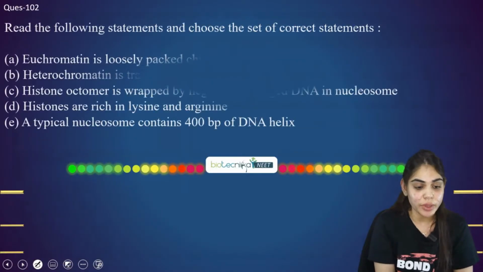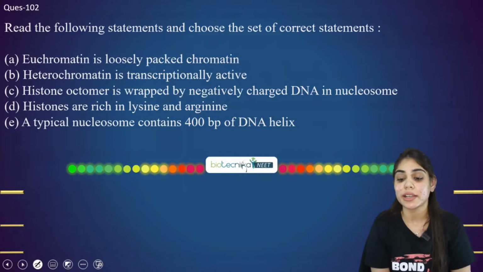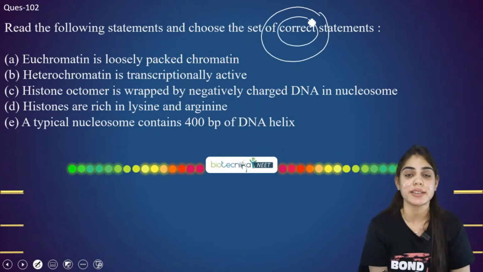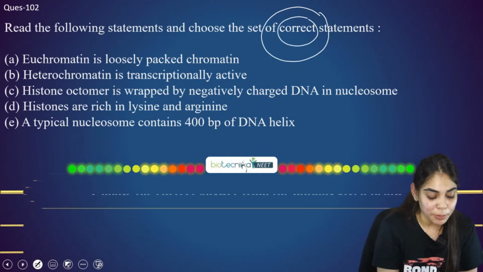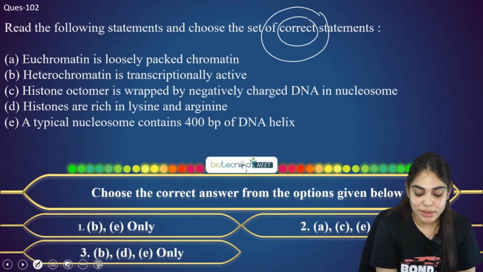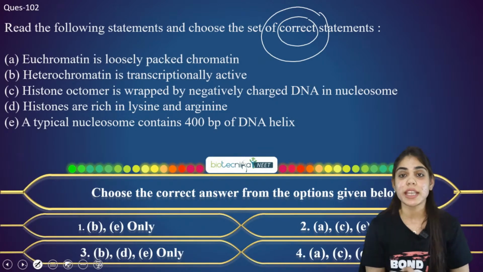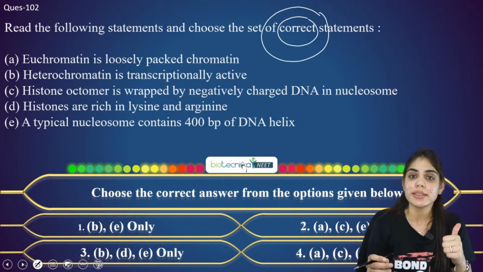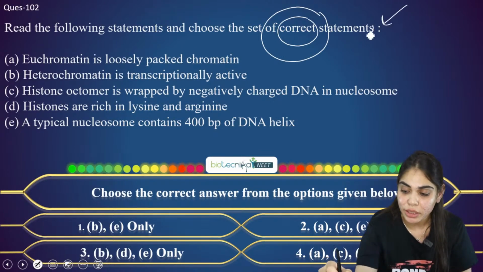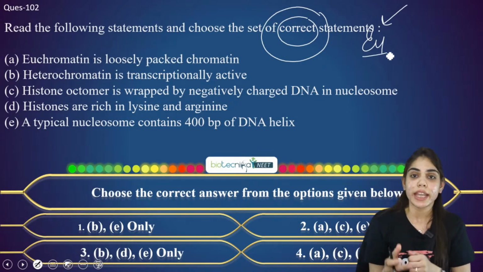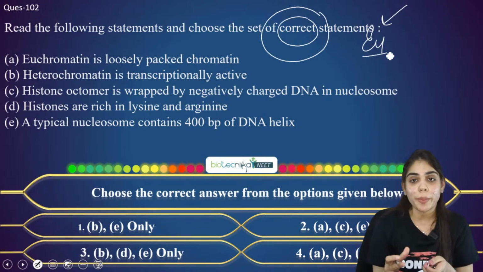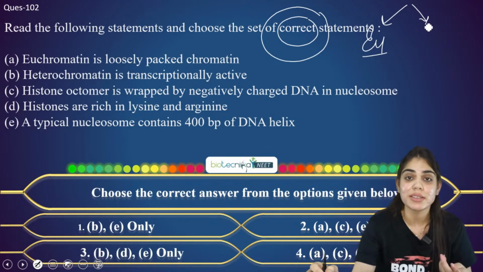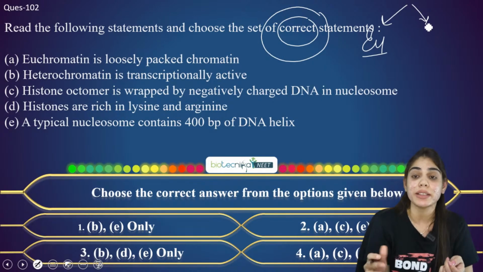That is 102. Read the following statement and choose the correct set of statements. Now here you have to find this word that is correct. Now you have to choose the correct statement. Euchromatin is loosely packed chromatin. So before coming to this statement, you all know that chromosomes functionally and structurally have 2 distinguishable territories. One is the euchromatin and the other one is heterochromatin. We all know that eu stands for true and hetero means something complex. So euchromatin means true chromatin that will actually be transcribed and translated into a protein, or simply it is helping in the gene expression.